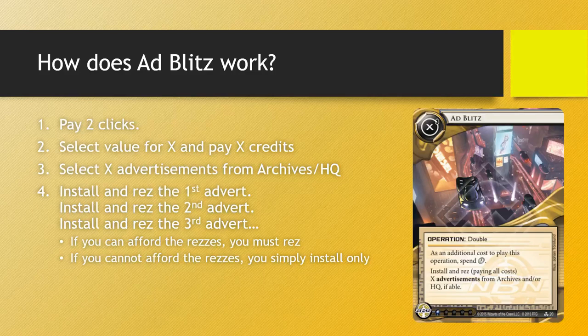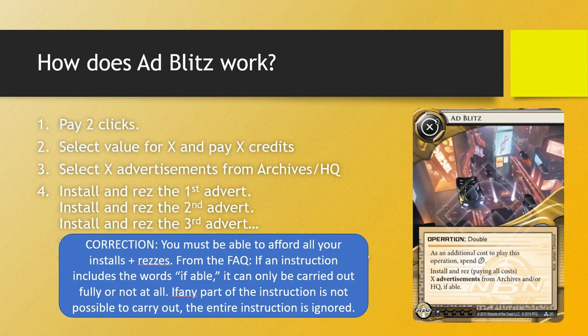After you've selected your X advertisements, you will install and rez the first advertisement, followed by the second advertisement, and so on. Because Ad Blitz stipulates that you must install and rez if able, this implies that if you have enough money to rez each advertisement, you must do so. If you cannot afford to pay the combined install and rez cost of all your Ad Blitz cards, then your entire install and rez action doesn't take place at all. You do not partially rez some of your assets and leave others unrezzed.